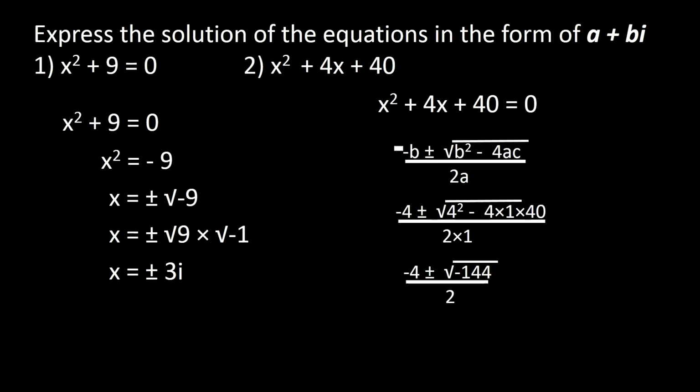Okay, so the result should be minus 4 plus or minus square root of minus 144 divided by 2. We know the square root of minus 144 is not possible, but to make it possible, we introduce an imaginary number, making everything a complex number. So we introduce an imaginary number i, and i is equal to the square root of minus 1. So we say minus 4 plus or minus 12i over 2 is equal to minus 2 plus or minus 6i. So that's the final answer.